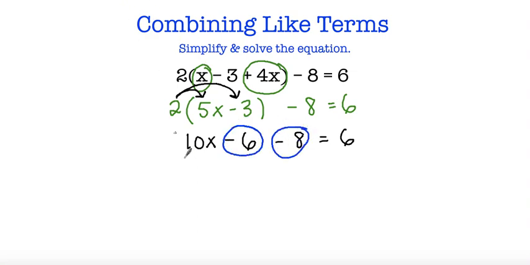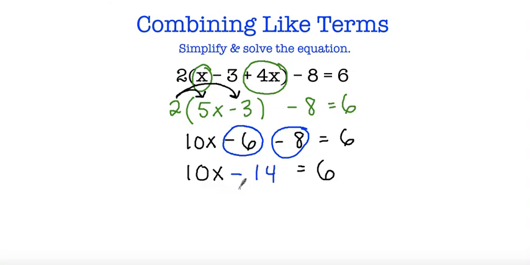So I have 10x. These two signs are the same, so what we're going to do is add and keep the negative sign. So 6 and 8, if we add those together, that is 14. So it's minus 14 is equal to 6. And now once we have this, all we have to do is solve.